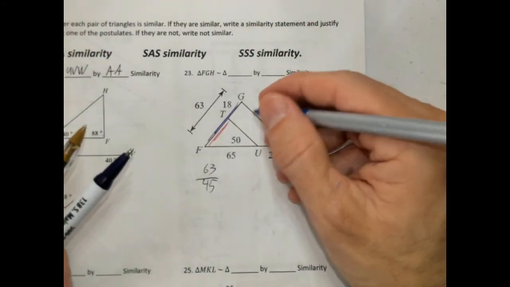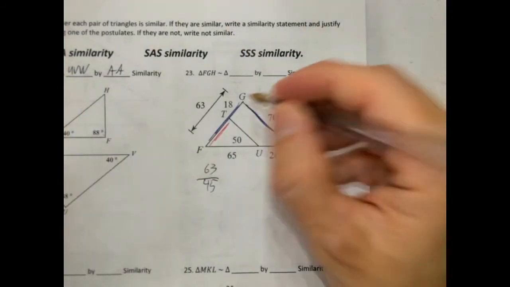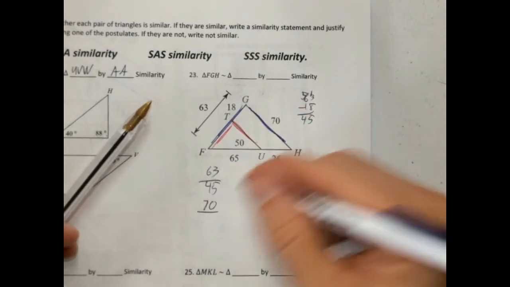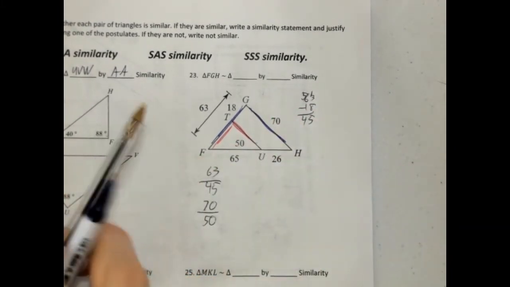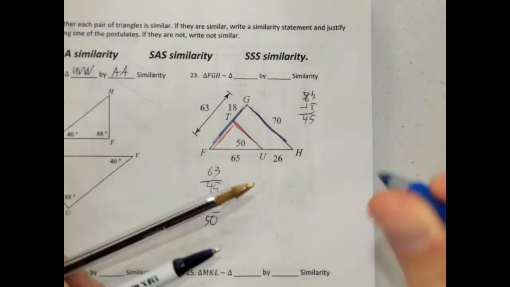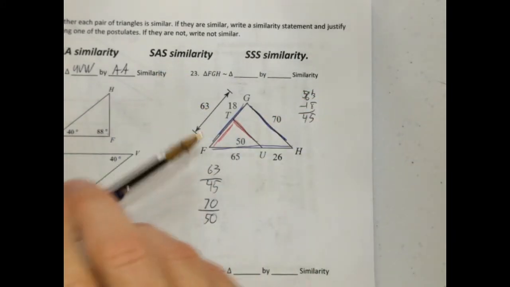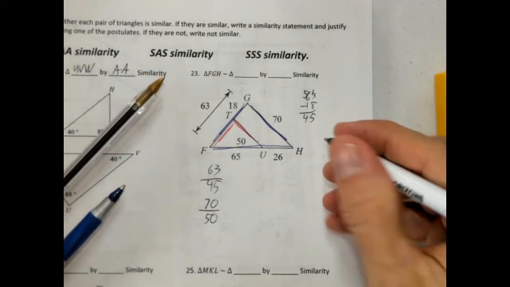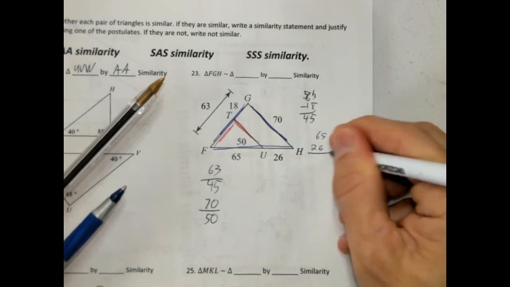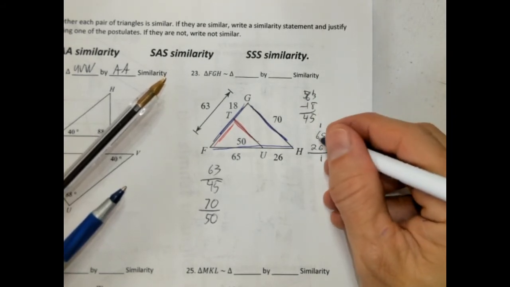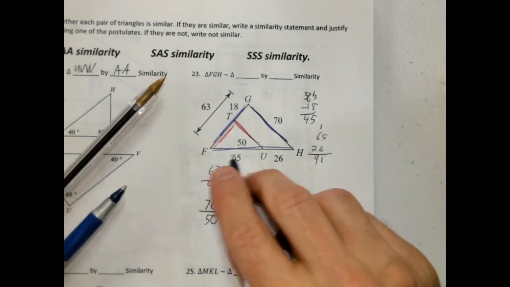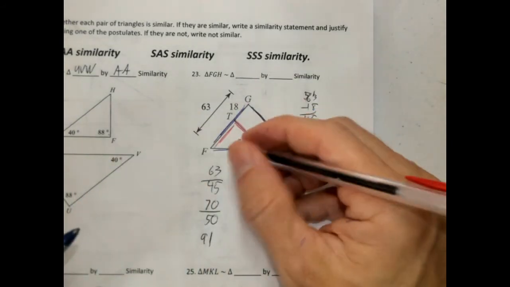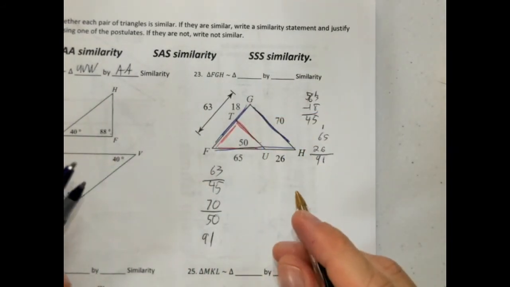Okay, so that's that pair. Let's do this pair. So GH and TU. So GH is 70 over, I'm guessing that's 50. And then the last one is going to be FH, which is these two added together. So 65 and 26, add those together, we're going to get 11, carry the 1, 8, 91. So FH is 91, and FU is 65.